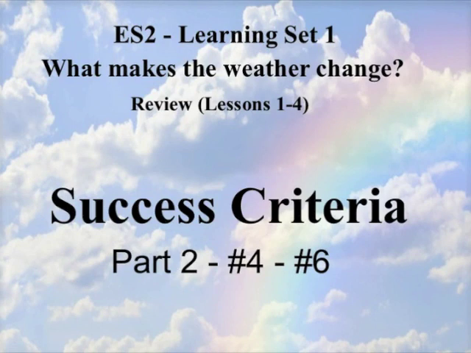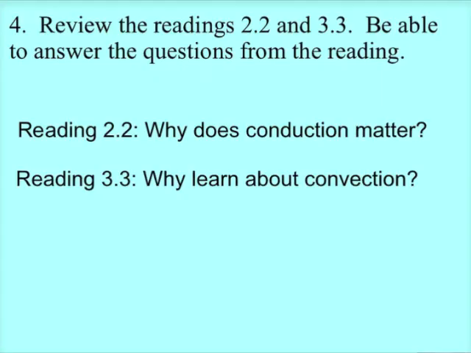This is part 2. So when we look at our success criteria sheet, here we're trying to go through and answer numbers 4, 5, and 6. Now, number 4 says, review the readings 2.2 and 3.3, be able to answer the questions from the readings. And I think you even need to go beyond that. You have to understand the readings. Reading 2.2 was, why does conduction matter? And reading 3.3 was, why learn about convection? Both of these readings set the foundation for what conduction is and what convection is.